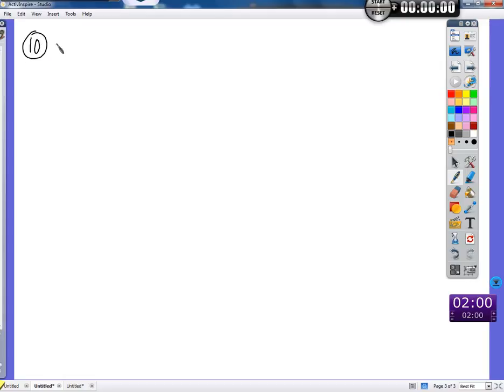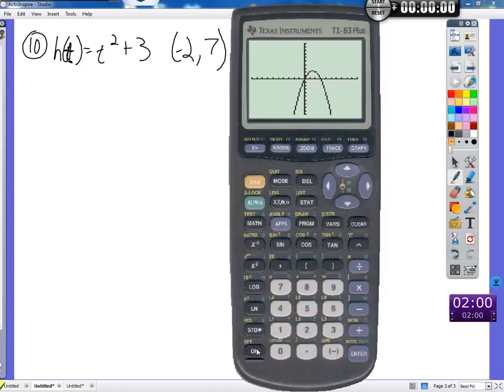Challenging. Ten's good. So h of t equals t squared plus 3. Beautiful. So what is the slope at x equals negative 2? I want you guys to try that out yourselves. Feeling like you don't know what to do is fine. But not doing anything is not fine. Don't worry about what I'm doing up here. Put x instead of t, if you think you really need to.